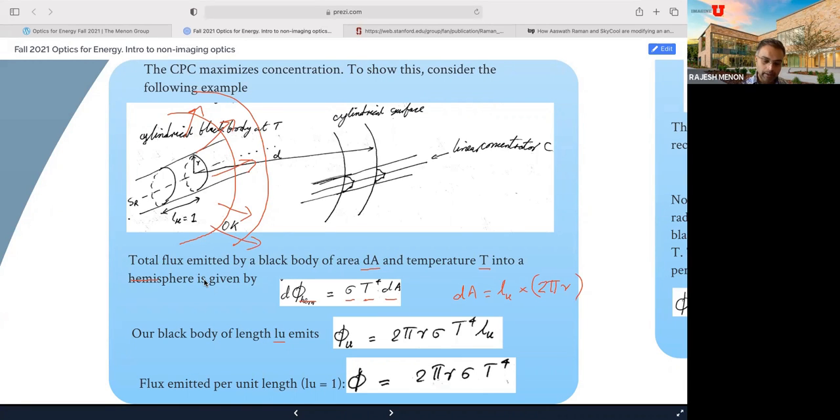And I plug that in, I get this relatively simple expression. If we use 2 pi r sigma T raised to 4 LU. Now I can make LU equals 1 because it's an infinite element. Infinite black body, I'm going to assume, okay, what is my emission per unit length as a metric? And I can simply set LU equals 1, and then I get that. Okay, so far so good.